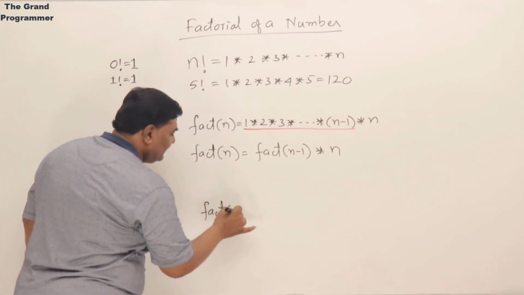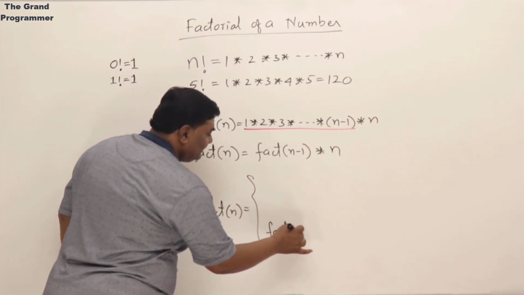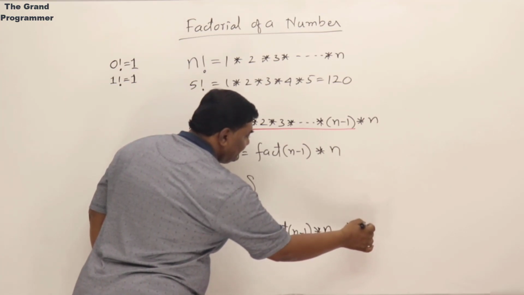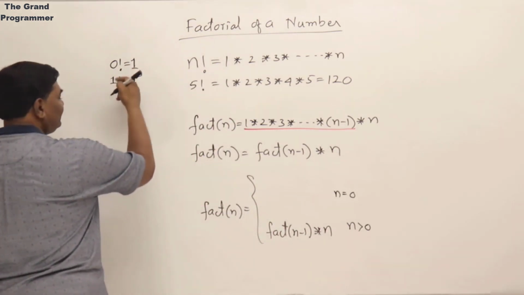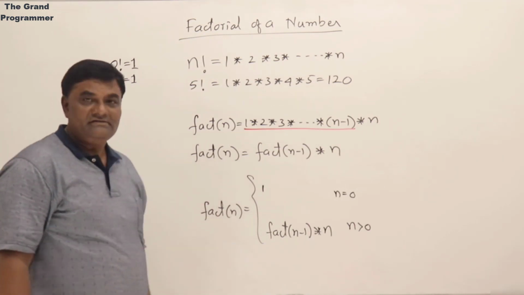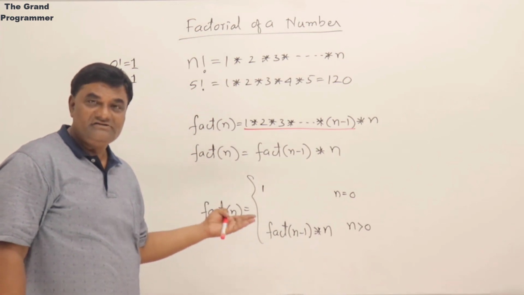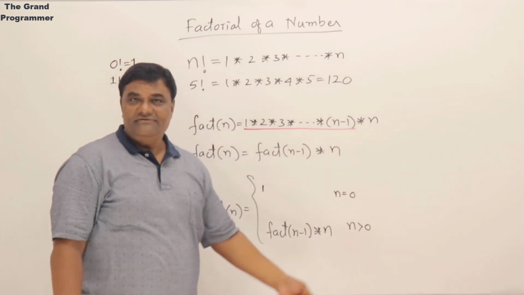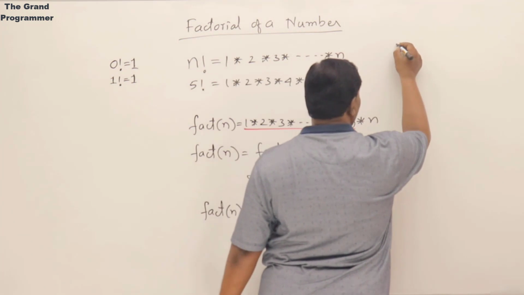Factorial of any number n is factorial of n minus 1 multiplied by n when n is greater than 0. When n is equal to 0, for 0 also the answer is 1. So return 1. That's it. So this is the recursive definition. And once you have a recursive relation or mathematical formula, then you can directly convert that recursive formula into a C++ function. So let me write down a function for this one.